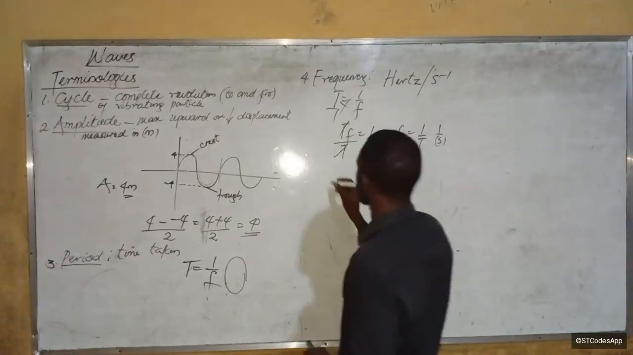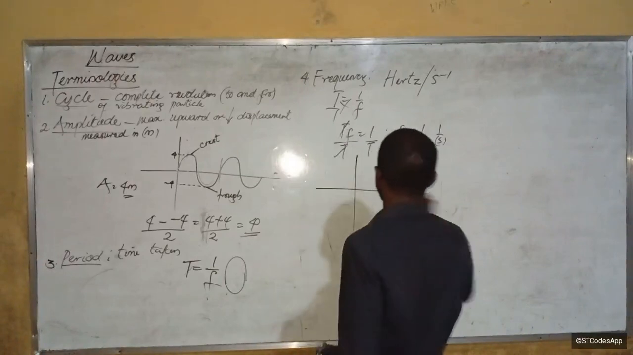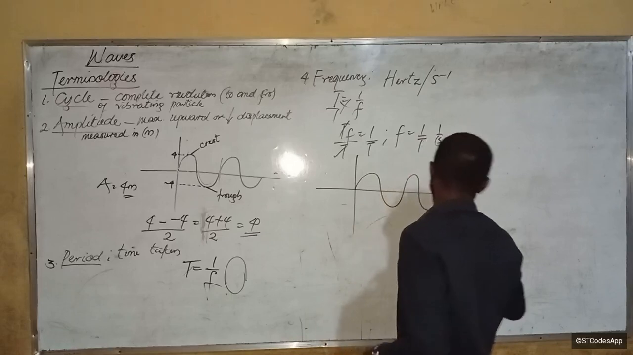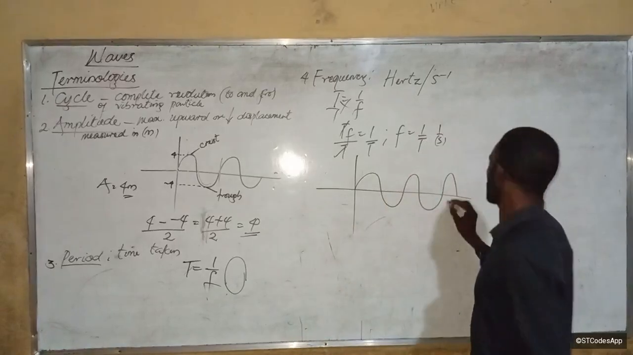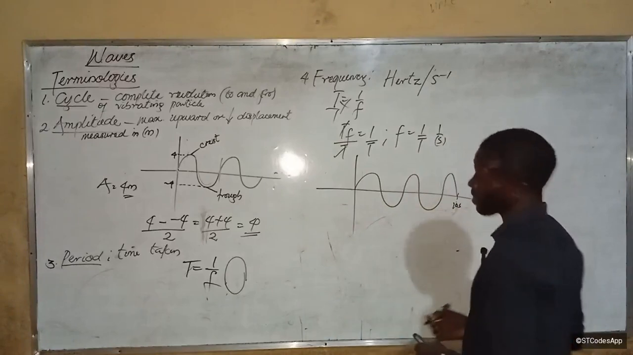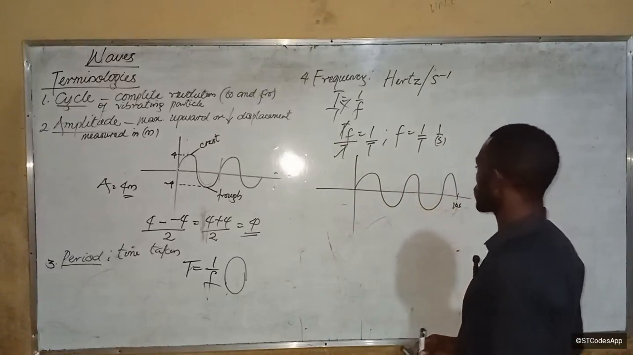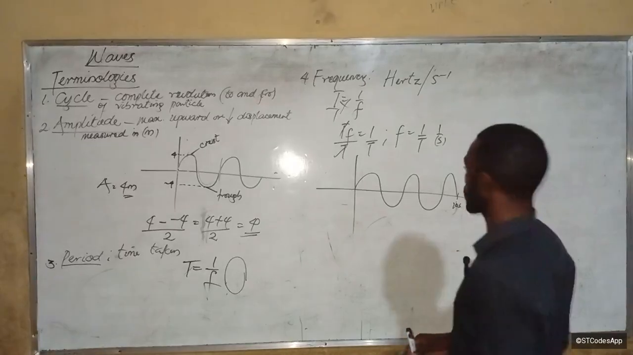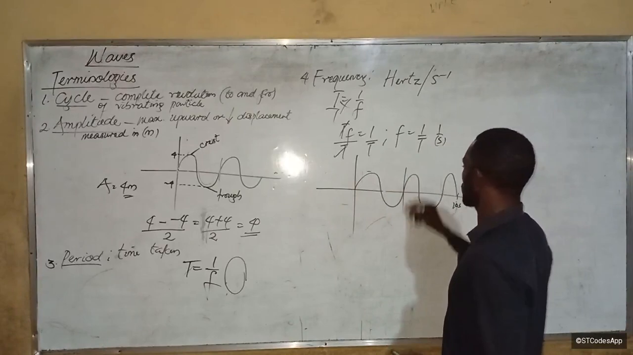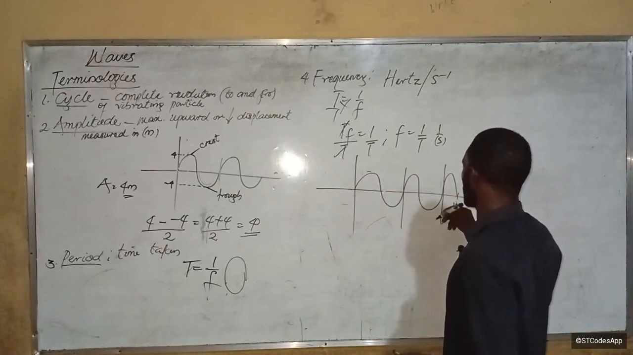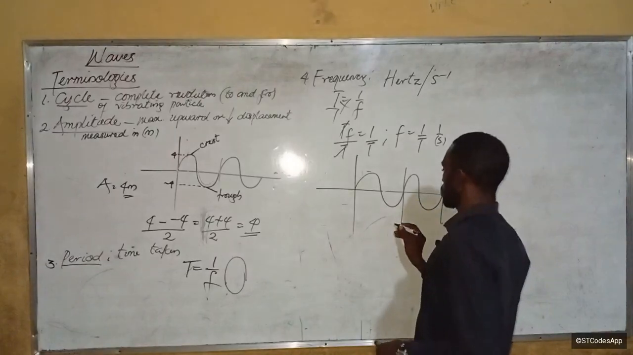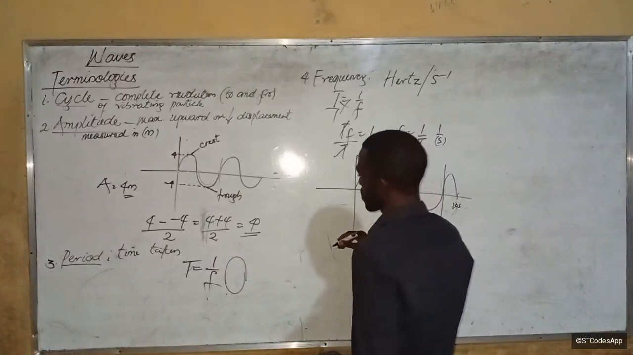So now I tell you this. Look at the wave here. The time for the entire wave is 10 seconds. So what you first do is get the period. How do you get the period? Number of revolutions. How many revolutions do we have? 2.5, right?